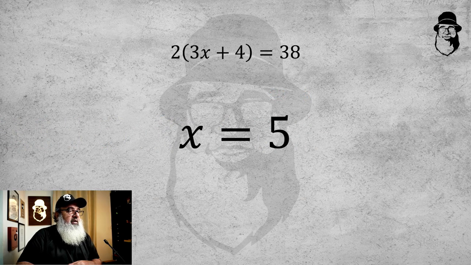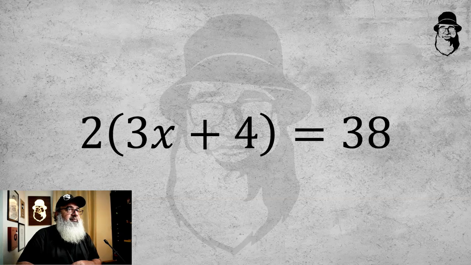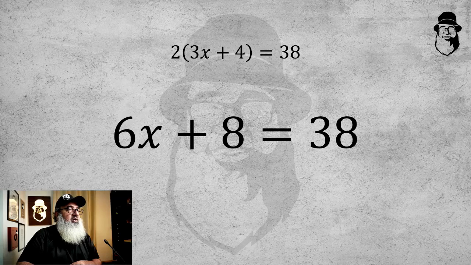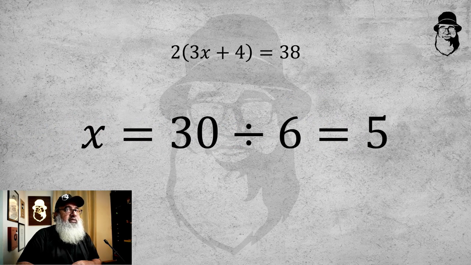Another method here we can do is multiply the bracket first. If 2 times 3x plus 4 is equal to 38, then 6x plus 8 is equal to 38. Now this is a two-step equation. And so 38 minus 8 is equal to 30 and x is equal to 30 divided by 6, that is 5.